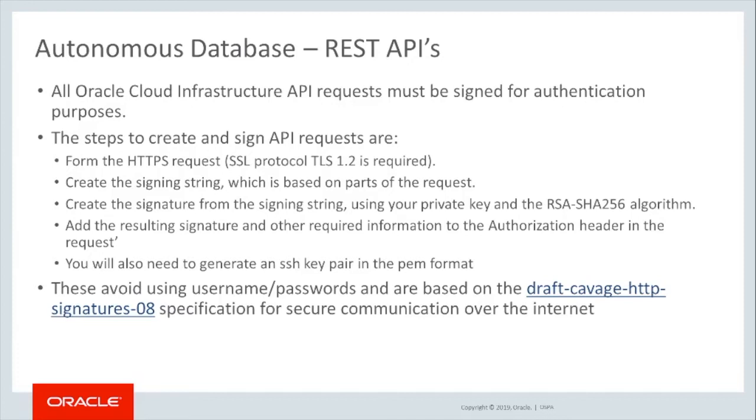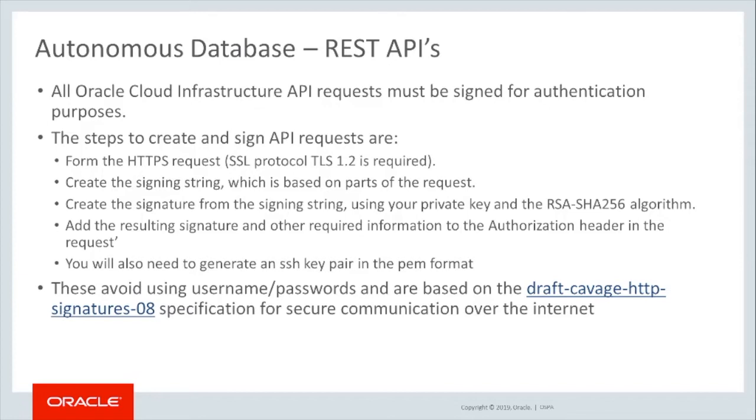SSL protocol TLS 1.2 is required. Then create the signing string, which is based on parts of the request, followed by creating the signature from the signing string using the private key and the RSA SHA-256 algorithm. Add the requesting signature and other required information to the authorization header in the request.